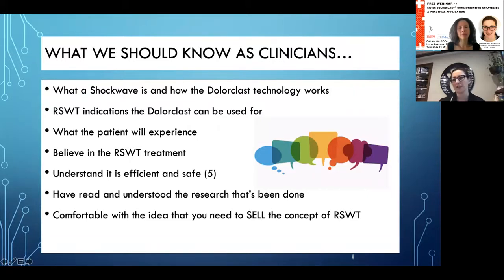I think that's no different if you were doing needling or if you were doing other treatment. You need to sell the idea to them that this is going to be good for their condition.